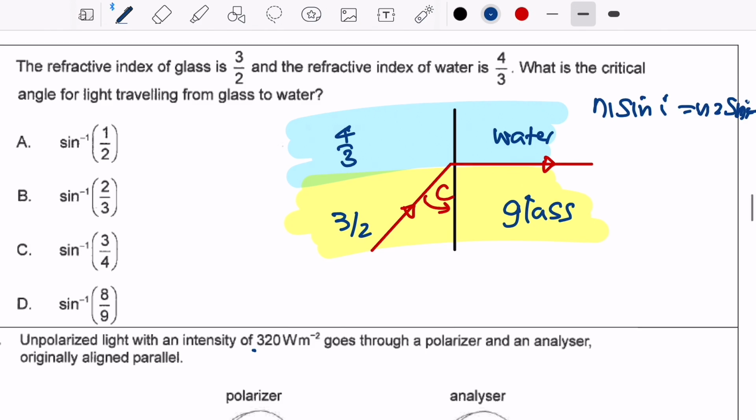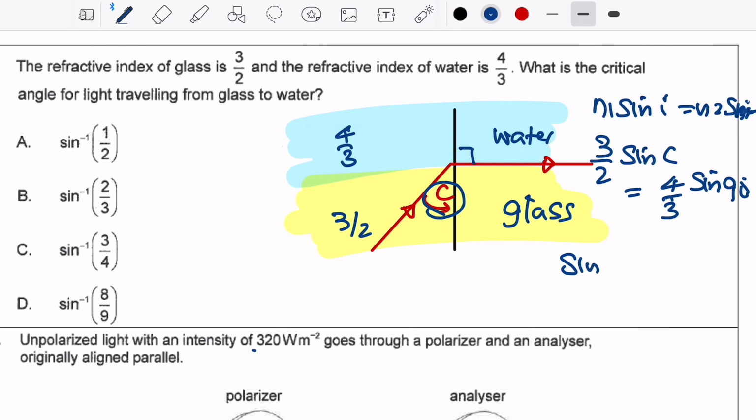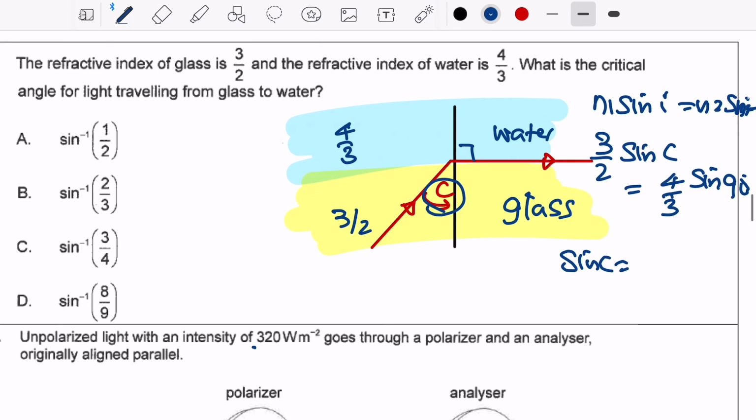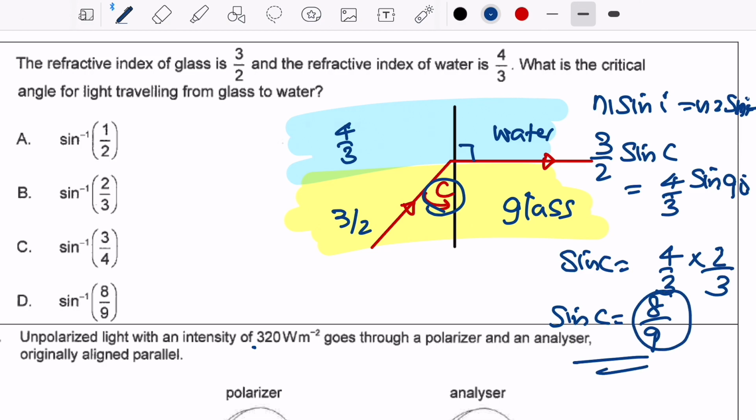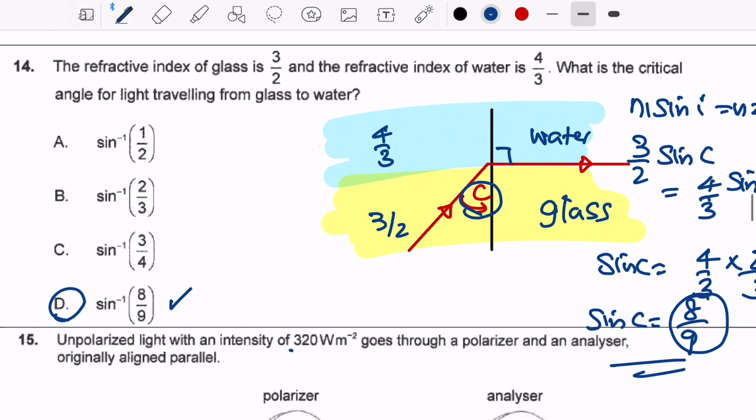So N1 is 3 over 2 sin C in this case equals 4 over 3 N2 sin 90. Why? Because the angle is 90. From there I can write sin C equals 4 over 3 times 2 over 3, right? Sin C equals 8 over 9. You can find C is sin inverse 8 over 9, right? There's only one answer, answer is D.